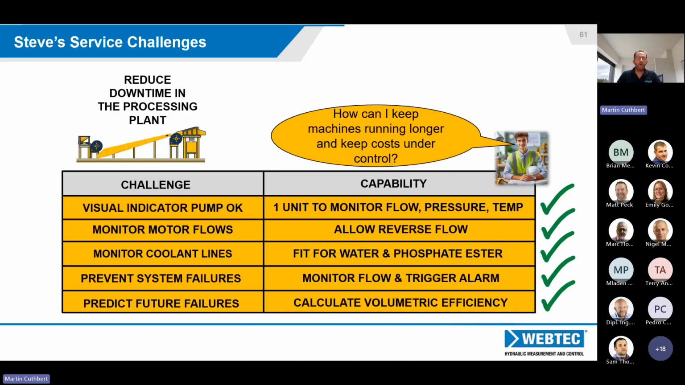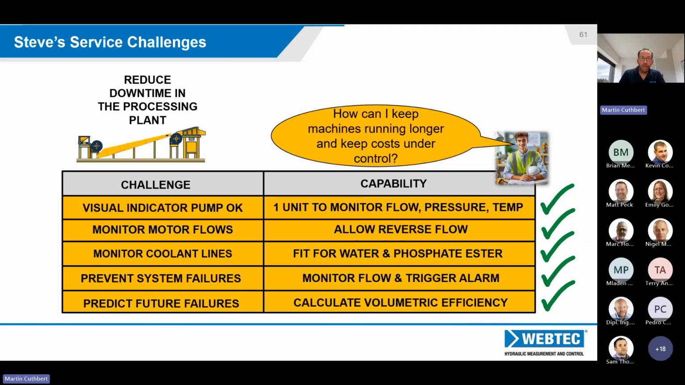Okay, so if we recap on Steve's service challenges, we had 5 challenges there. Visual indicator pump okay, so we looked at the flow indicator, monitoring motor flows, allowing reverse flow through the indicator, coolant lines, the opportunity to use brass and different seals and things for phosphate ester and water, preventing system failures by building in alarms, and predicting future failures by taking data 4 to 20 milliamp and feeding it into a little PLC and calculating the speed, theoretical versus actual speed.